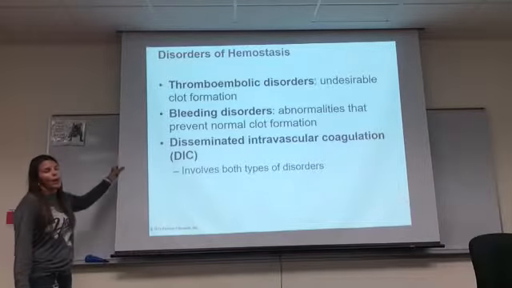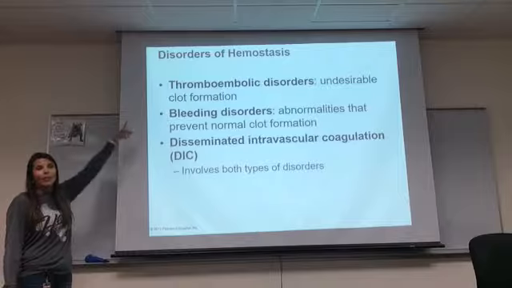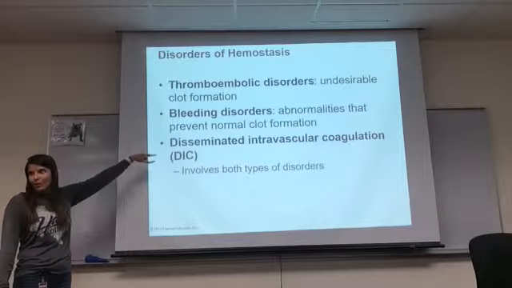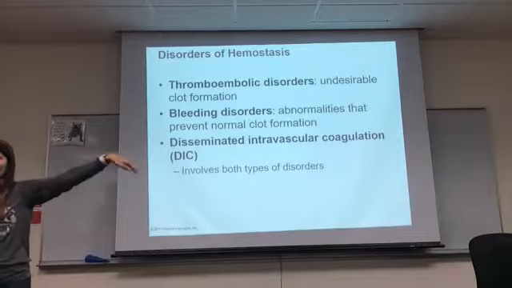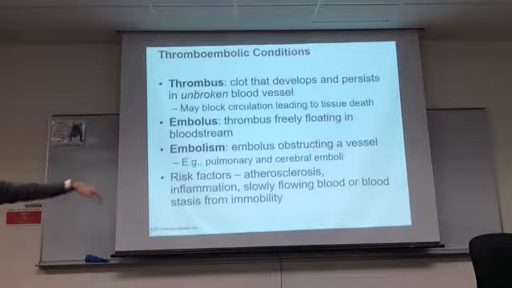Disseminated intravascular coagulation. This is where you have a clotting issue that causes a bleeding issue. So you have both. And that kind of seems weird, where you overclot and you overbleed. Those are both an issue.